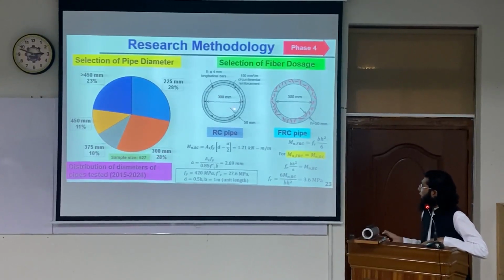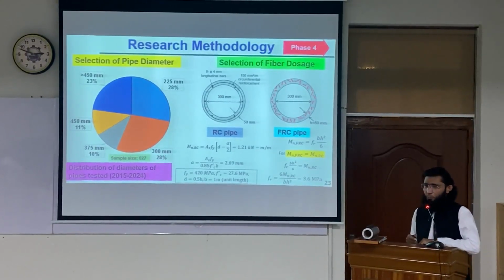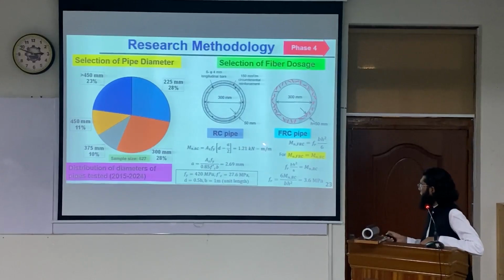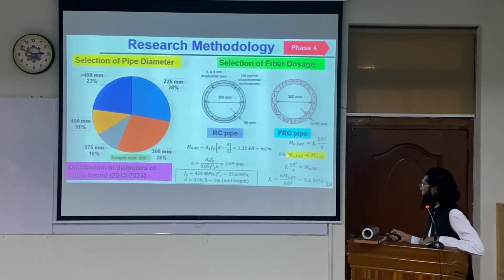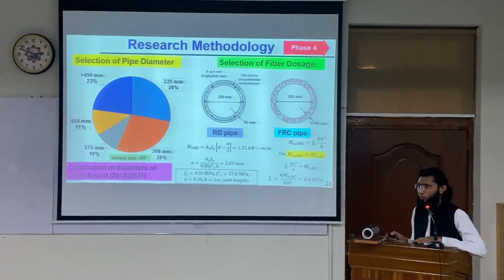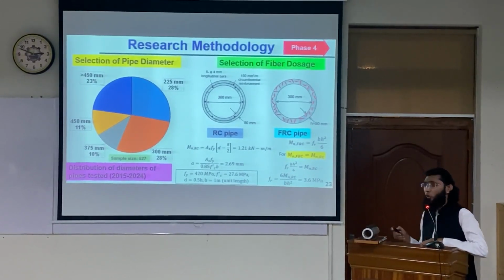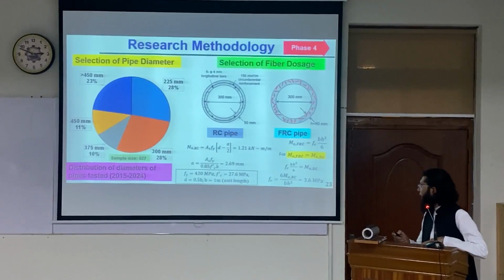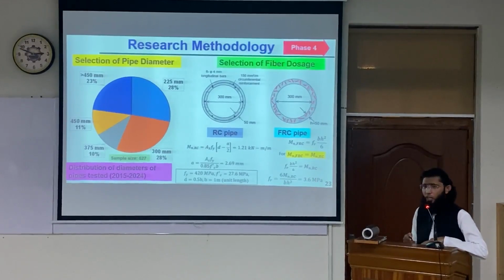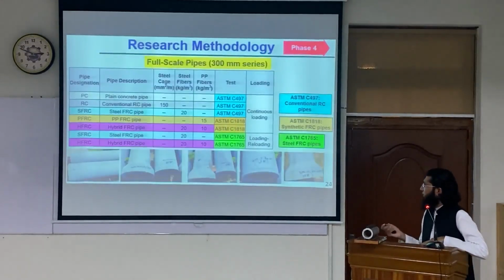So the next was the selection of fiber dosage, and its rationale. The rationale was that the moment capacity of the fiber-reinforced section should be at least equal to the moment capacity of the RC section. The required flexure strength was worked out, and this strength could be easily achieved by using the fiber dosages shown on this next slide.